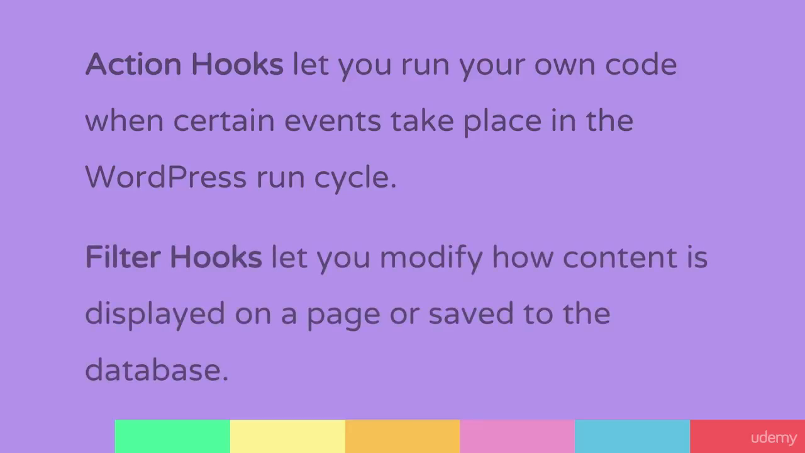Now there are also filter hooks, and filter hooks let you modify how content is displayed on a page or how it's saved to the database. So in a filter hook, rather than just executing your own code, you're going to be saying, give me this piece of WordPress data, let me modify it. So as you're saving the post, I want to modify this aspect of it, or more likely, I want to modify how the title looks when it's displayed, or I want to modify how the excerpt looks when it's displayed.